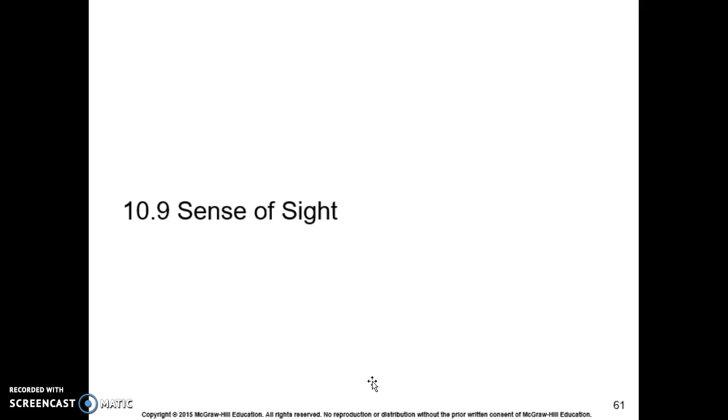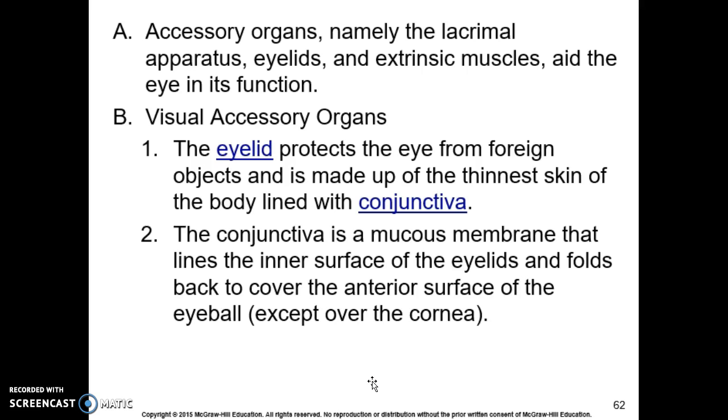All right, our sense of sight, probably our most complex. So we're going to talk about a couple of different organs. There's a lot of accessory organs, and we'll talk about vision itself. Okay, hopefully you guys know what the eyelids are. They're there just to protect our eye from foreign objects. It is made up of a very thin skin, and it's lined with something we call the conjunctiva, which is just a mucous membrane that lines the inner surface of the eyelids, and covers the very front part of the eyeball.